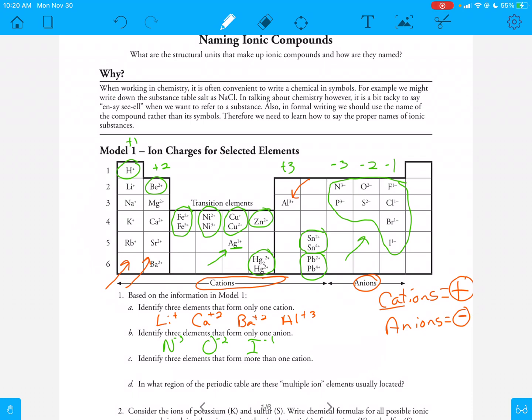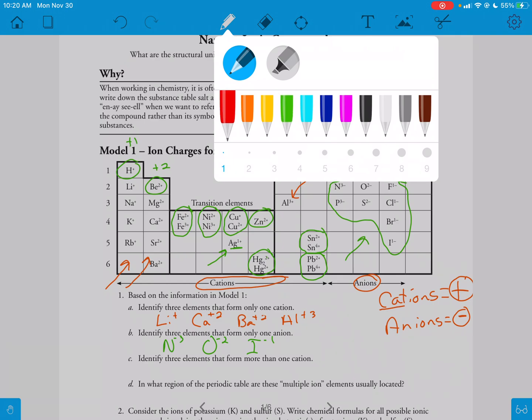Now the next one down says identify 3 elements that form more than one cation. So let's do that one in red, right?